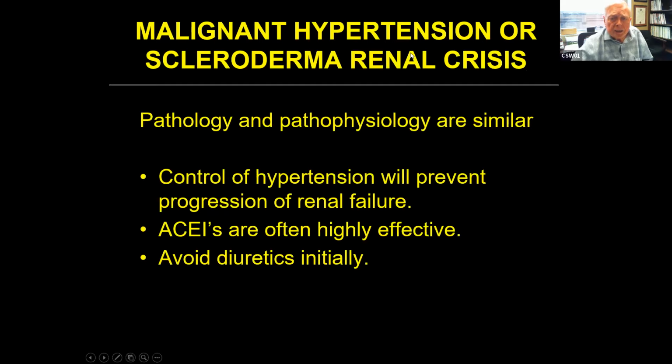So scleroderma renal crisis is functionally almost identical to malignant hypertension. And in fact, when you look at what's going on in the kidney, it's almost identical too. And both of them, we need control of hypertension to prevent progression of renal failure. ACE inhibitors are often highly effective, and avoid initial use of diuretics.